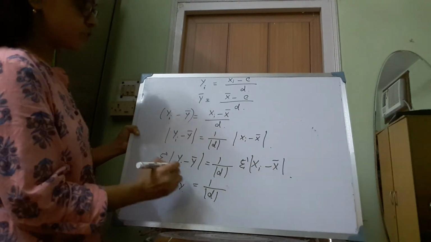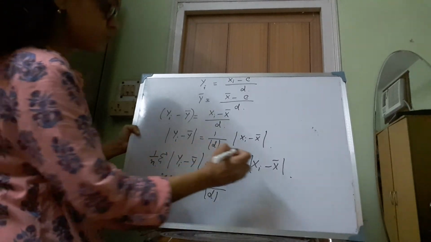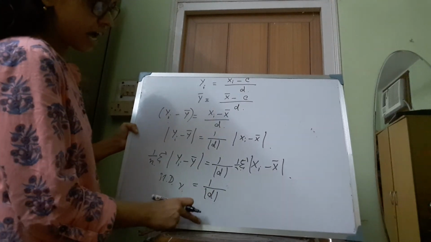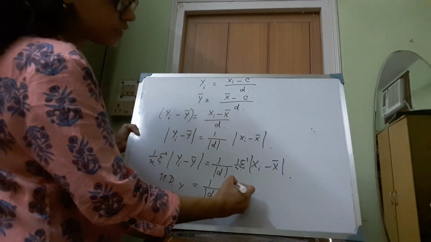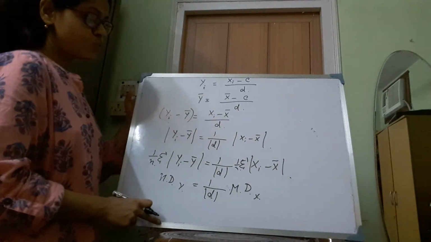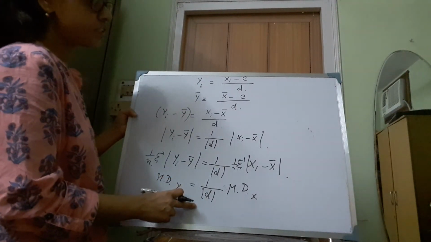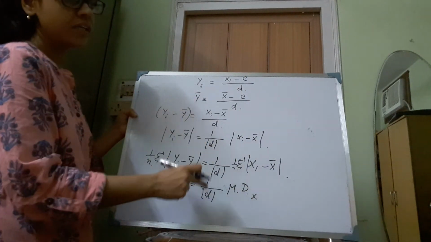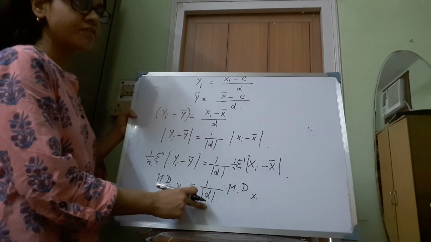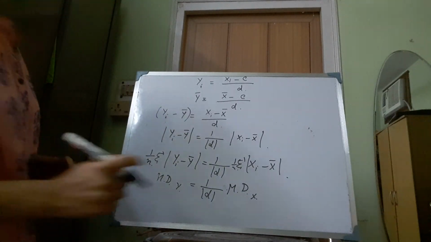So before getting the mean deviation we have to divide both sides by n. By dividing both sides by n we get the mean deviation of y on the left hand side, and then on the right hand side we have 1 by modulus of d, and then the mean deviation of x. So we can say from here that the mean deviation is independent of the change of origin. So there is no c here, but it depends on the change of scale. So mean deviation depends on the change of scale, but it is independent of the change in origin. So the second property is proved.